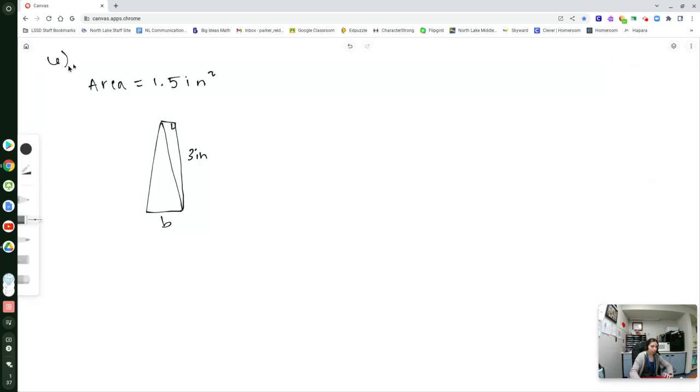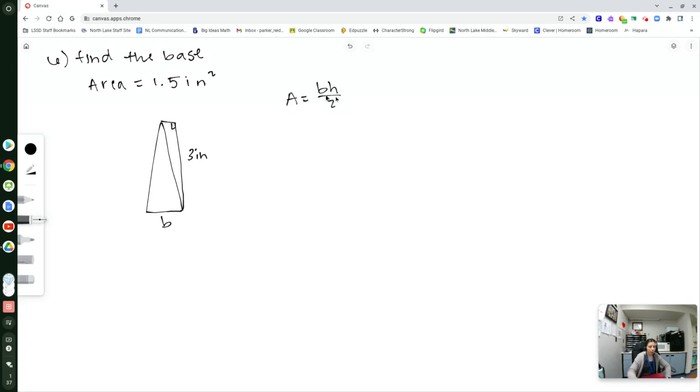Question number 6. This one actually asks us to find the base. So instead of finding the area, we're given the area and we're going to find the base right here. We're going to find how long that side is. But because we're given the area, let's think about the area formula for a triangle, and we're going to work backwards. So the area of a triangle is its base times its height divided by 2.